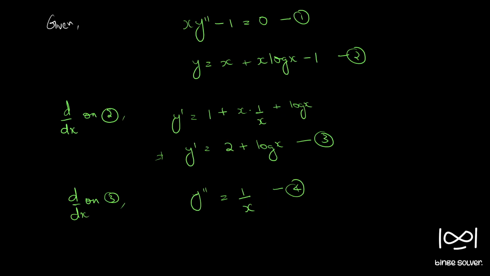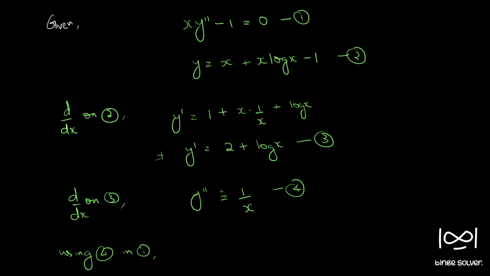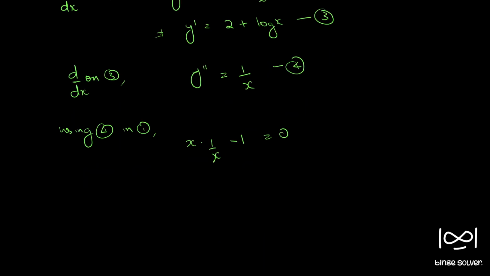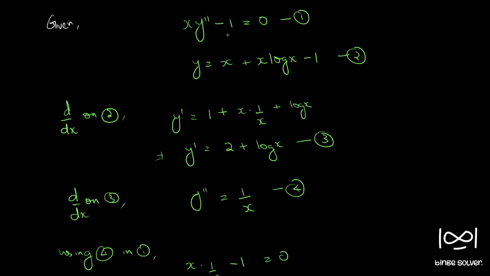Now we will see whether this, on substituting into equation 1, reduces it to an identity. Using 4 in 1, we get x y double dash minus 1, x into y double dash is 1 by x, minus 1 equal to 0. So this becomes 1 minus 1 equal to 0, or 0 equal to 0. So it reduces to an identity. The differential equation reduces to an identity. So our given relation is a solution to this differential equation.